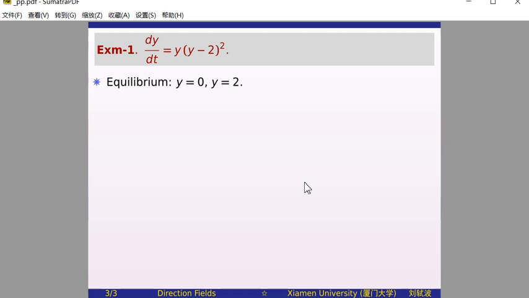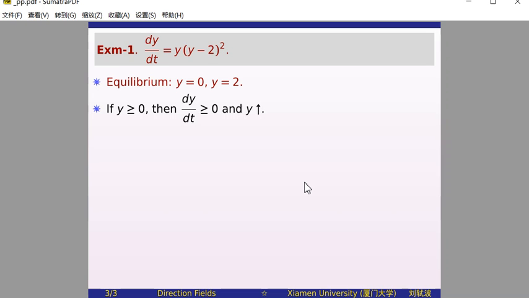So as we can see, we set dy/dt equal to 0. Then y is 0 or y is 2. These two constants, 0 and 2, are constant solutions of the equation, as you can check. These are called equilibrium solutions.